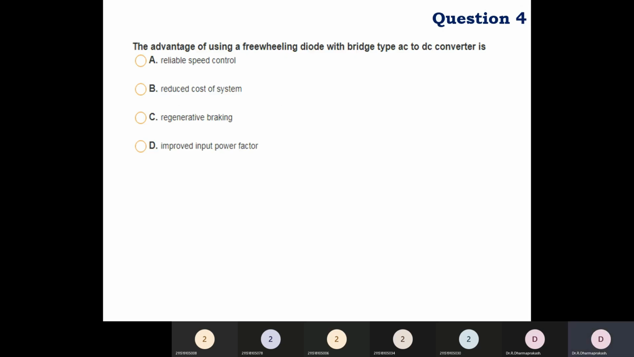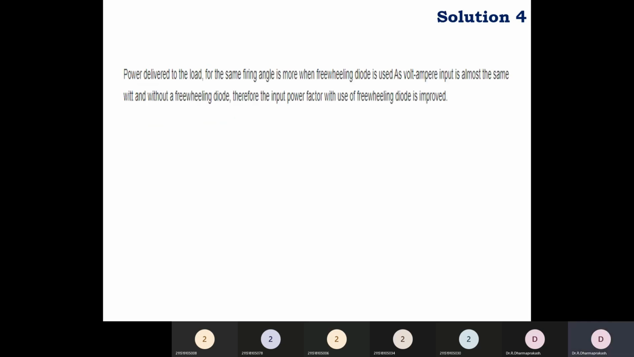The advantage of using a freewheeling diode with the bridge type AC to DC converter is improved input power factor. Power delivered to the load for the same firing angle is more when a freewheeling diode is used, as the volt ampere input is almost the same with and without a freewheeling diode. Therefore, the input power factor with the use of a freewheeling diode is improved. So when we are using the freewheeling diode, the input power factor is improved.